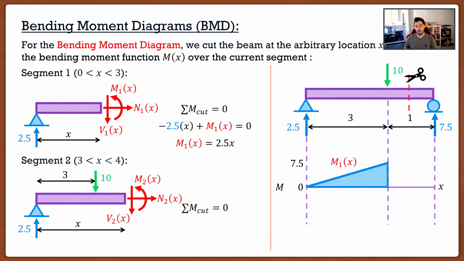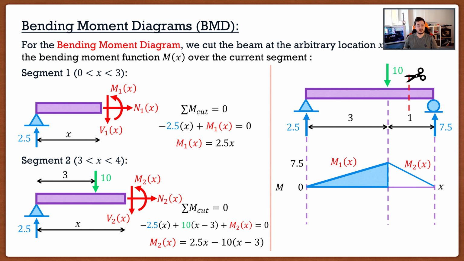I can take the summation of moments about the cut, and then I get this equation right here. Now again, 2.5 times the distance x, and then the point load acts at a distance of x minus 3. X all the way to the load, and then we have to subtract that 3 part. Therefore, I get M2 of x is equal to 2.5x minus 10 multiplied by x minus 3. If I substitute x equals 3 into this equation, I get 7.5. And if I substitute 4 into this equation, I actually get 0. So my line is going to look something like this. And then, of course, I would shade it in.